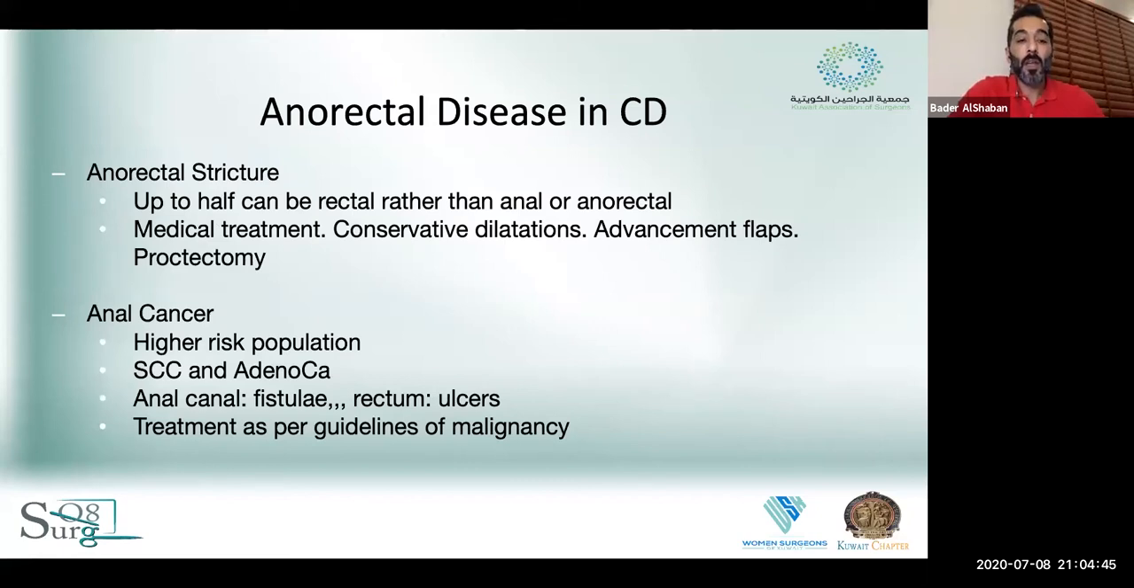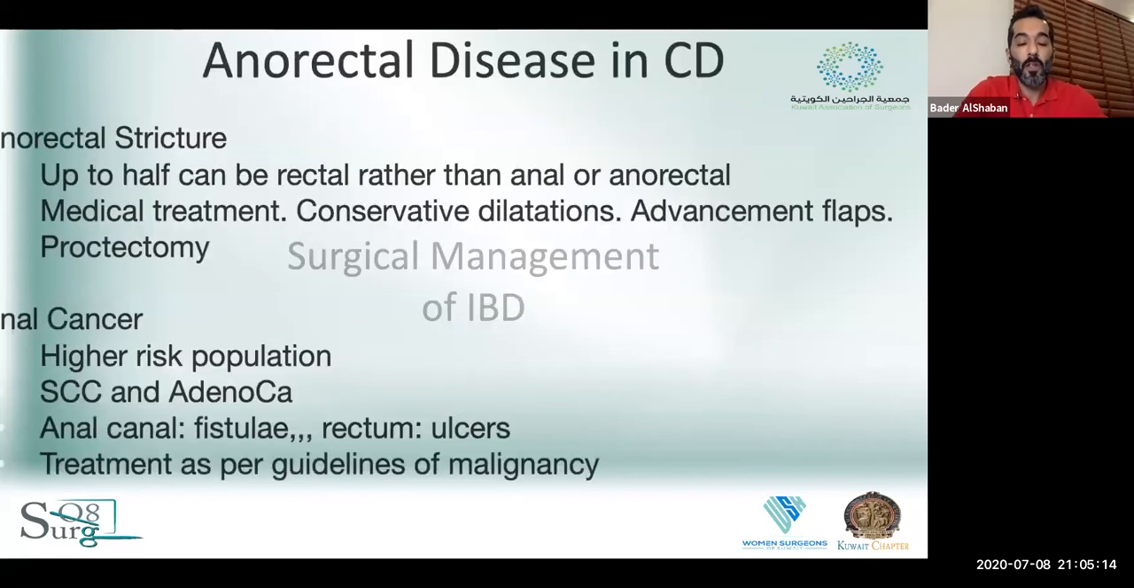Anal cancer is not common, I would say, however, these patients are considered a higher risk population due to the persistent inflammation in the region. And even though in the normal population it tends to be a squamous cell carcinoma, with Crohn's disease it is known to also have adenocarcinoma due to the fistulizing nature in some of these patients. The treatment is as per guidelines of these malignancies.